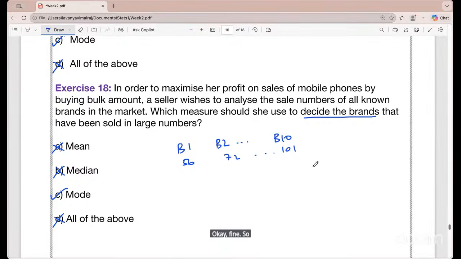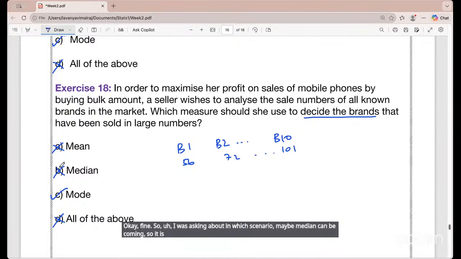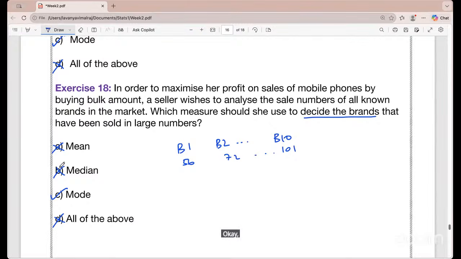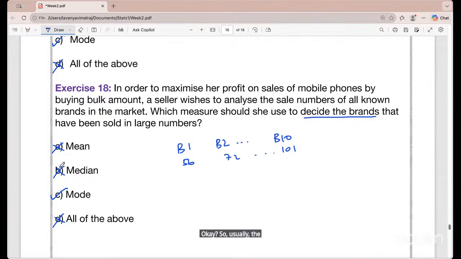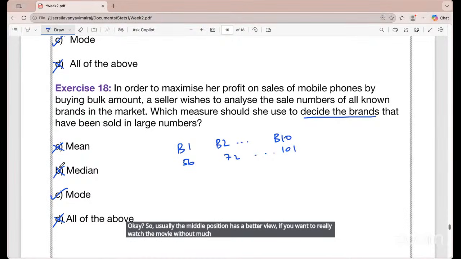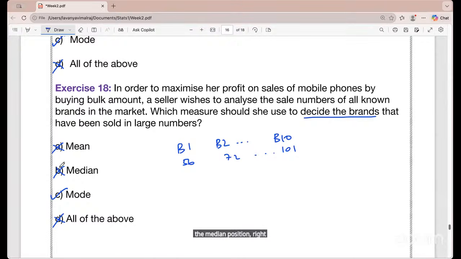Okay, fine. So I was asking in which scenario the median can come. As I told you, it is completely based on position, so some scenario where the position matters. For example, suppose you are in a theater and you are given how many seats there are in a row. Usually the middle position has a better view if you want to watch the movie without much disturbance. So in that case, you see the number of seats in the row and calculate the median position, right? Wherever the position matters, there the median comes into play.